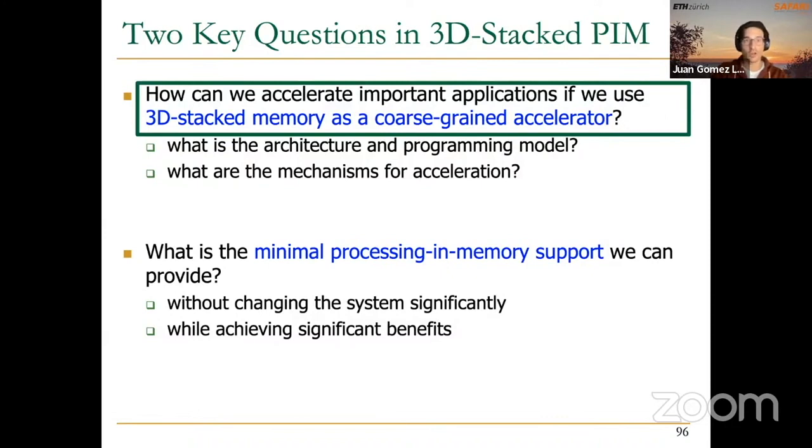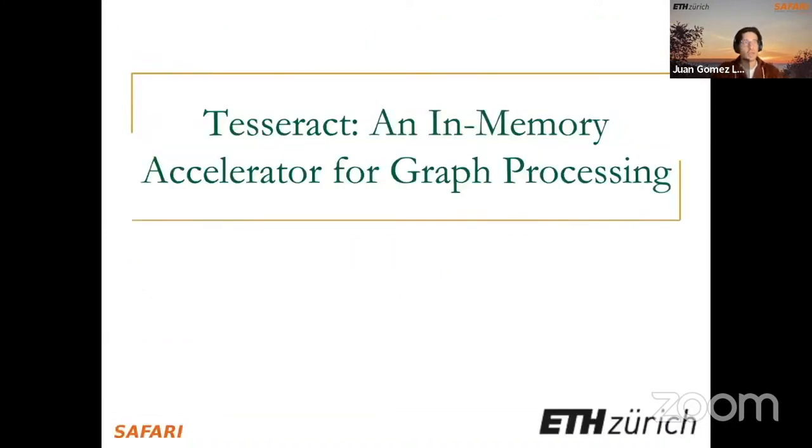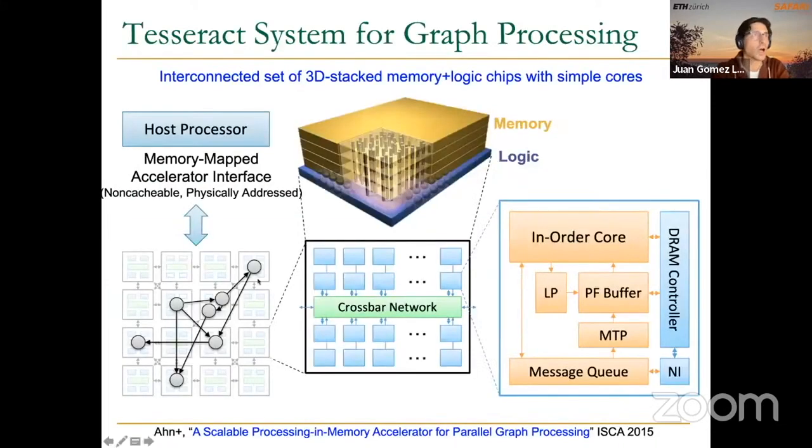But let's start with the other option, right? Let's start with this coarse-grained accelerator that is called Tesseract. Observe how it looks. Here, what you see on the leftmost side is a 4x4, so in total 16 of these cubes, these HBM stacks. Inside each of the cubes, we have the memory layers, and we have also the logic layer.